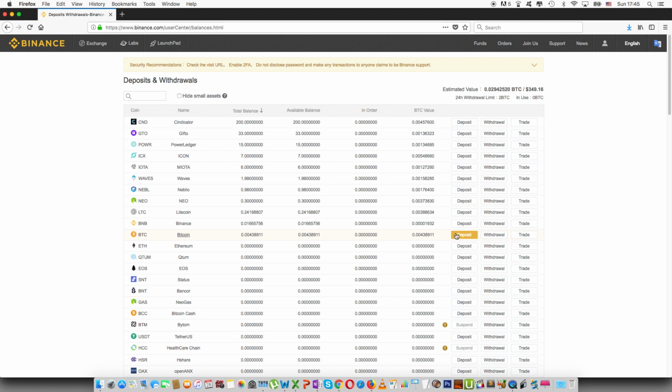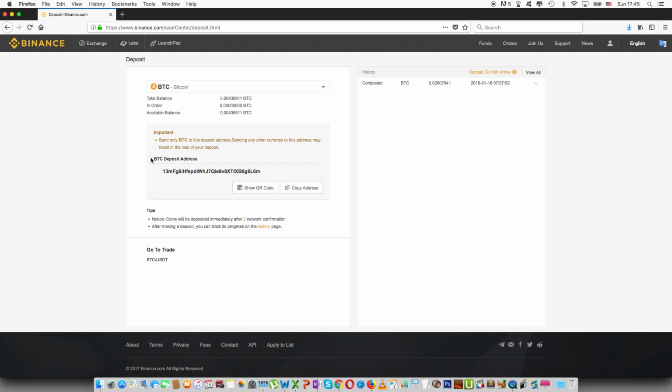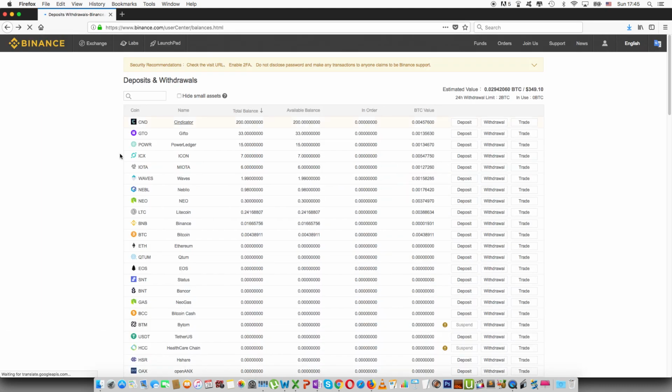So in order to deposit, simply press deposit, and this will take you to a different page where a deposit address is shown. You can copy this address and send funds from your wallet to this address, and once it's verified you will receive the funds and the balance will be updated. Now let's talk about withdrawal. It's a similar process. So let's say I want to withdraw BTC, simply press withdrawal.